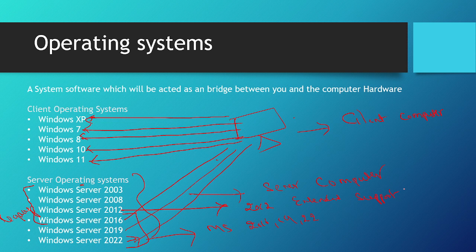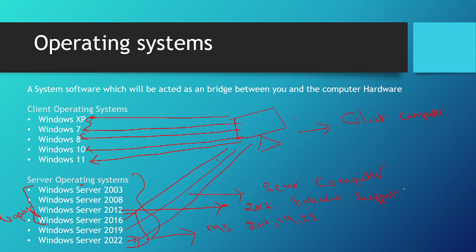Okay, so now you understood what you mean by computer. There are two types of computer, client and server operating system. And how the client and the servers are interconnected. What do you mean by client computer? What do you mean by server computer? And how will you identify whether my computer is client or server?